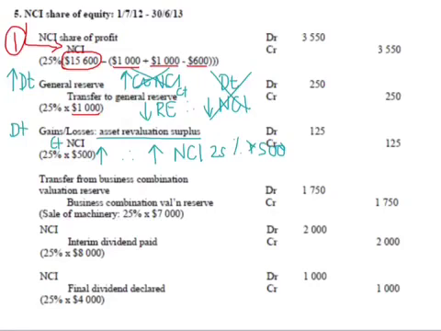The next entry on the screen relates to the machinery that was sold. Once again, for the parent, it's dealt with in terms of the pre-acquisition equity. For the NCI, it's dealt with in the time period in which the transaction occurred. So that happened in the current year. And that's the balance of the BCVR that is transferred from the BCVR to the retained earnings. So we just pass the rest of that.